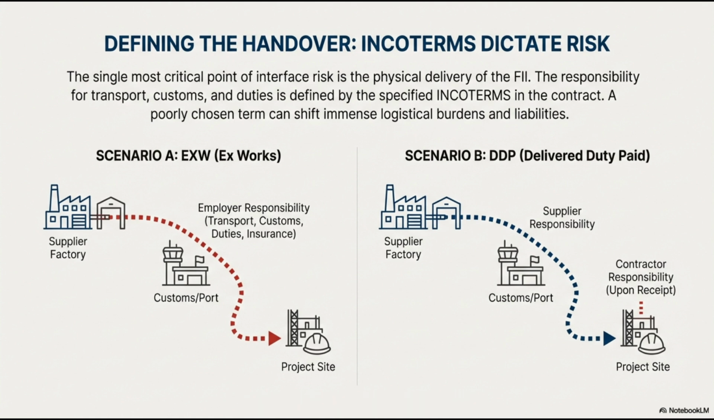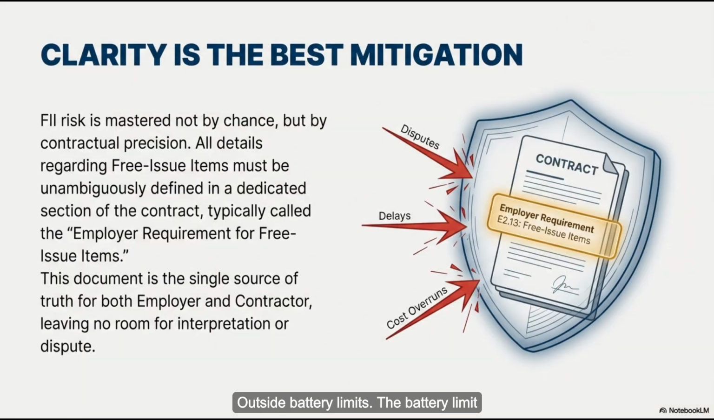OBL. Let's break that down. Outside battery limits. The battery limit is the fence around your specific construction zone. OBL is everything else on the site, like an existing operating refinery. Right. And that refinery already has its own security force. Exactly. They have protocols, badges, armed guards. You don't want the contractor hiring some random third-party security firm to wander around a live, potentially explosive facility. So the employer just says, use our guys. Use our guys.